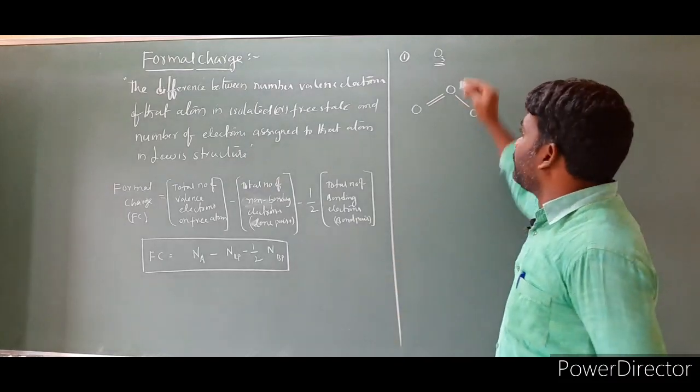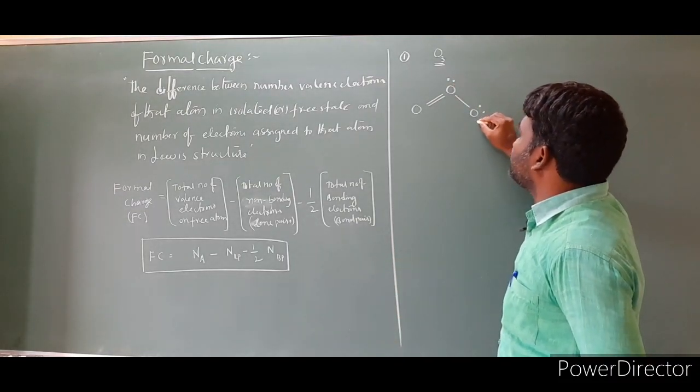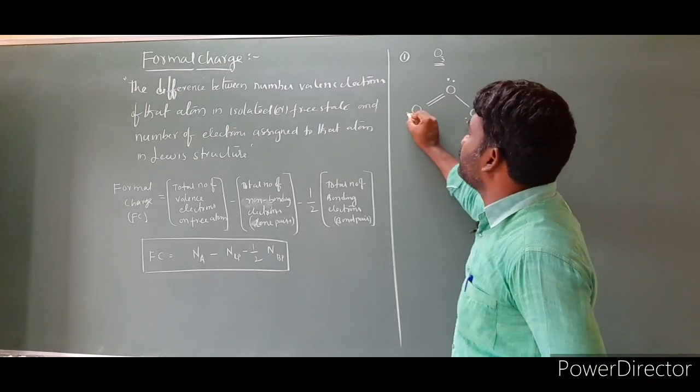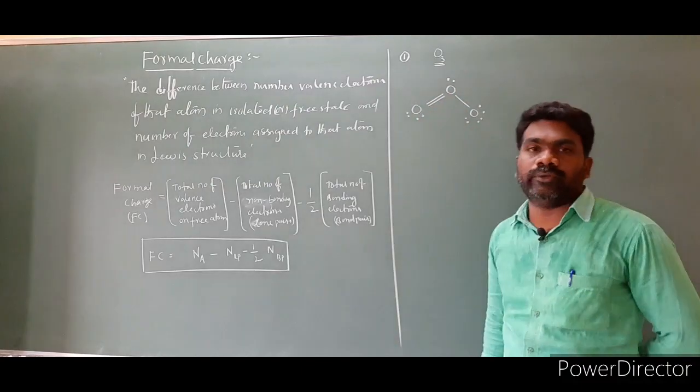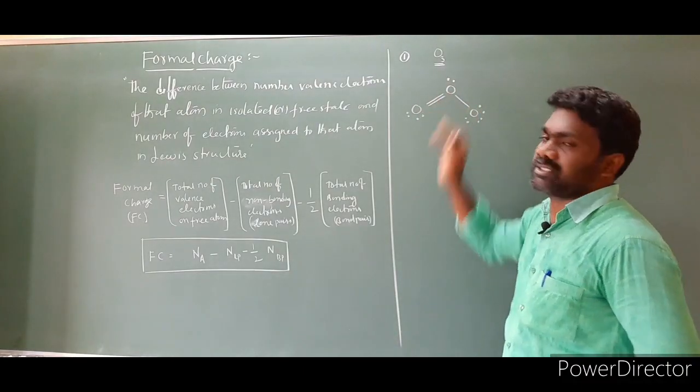Right? We have to write the Lewis structure. This oxygen has one lone pair, this oxygen has three lone pairs, and this oxygen has two lone pairs. According to the previous topic we discussed, we have to follow the same method to write this structure.